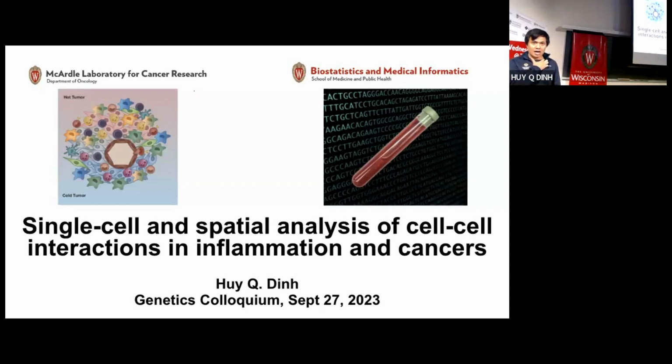So I joined here in 2020. This is my third year, and I have a joint appointment with oncology and biostats, because of the nature of my training. So we're trying to do both. We're not good at both, but we're trying to do both. And I'm going to show you the approach that we're doing today.